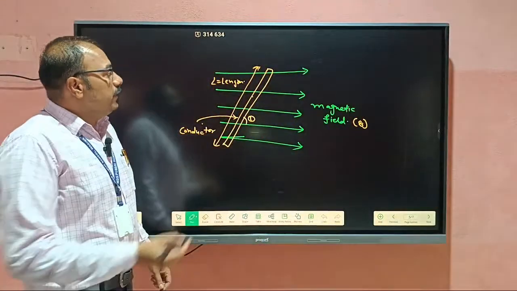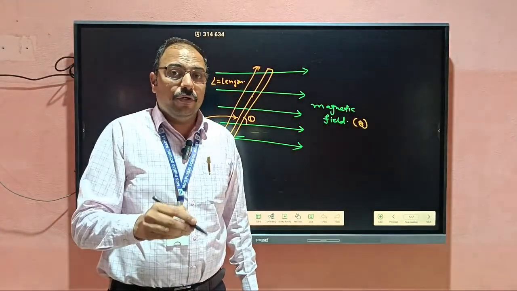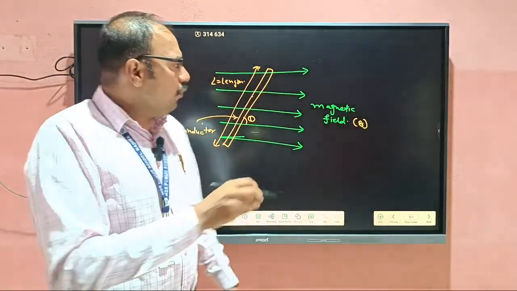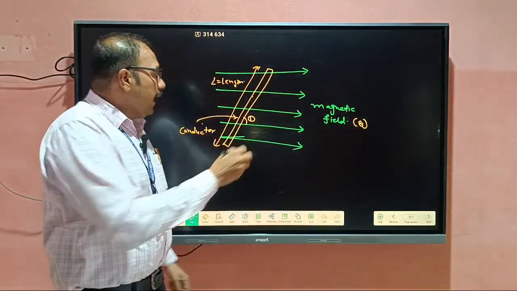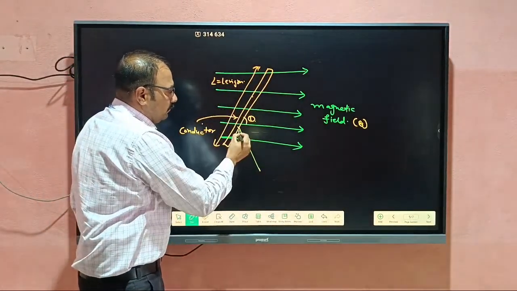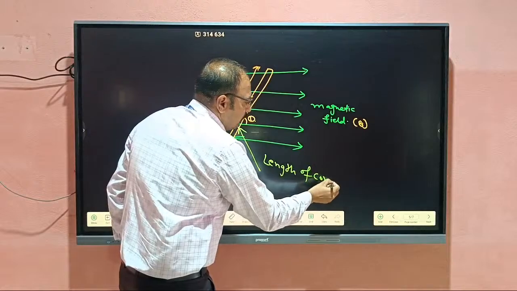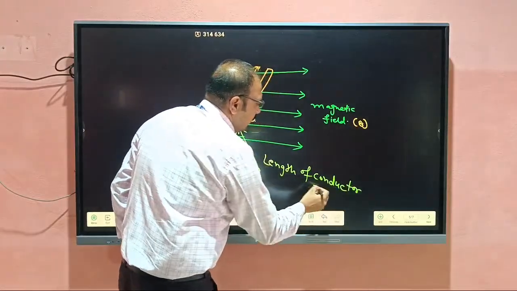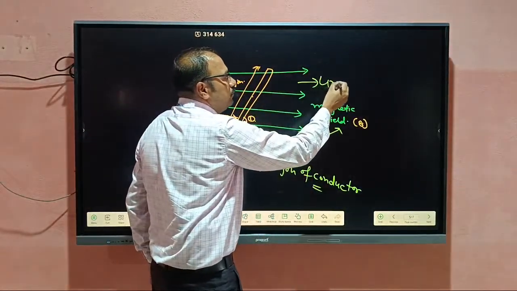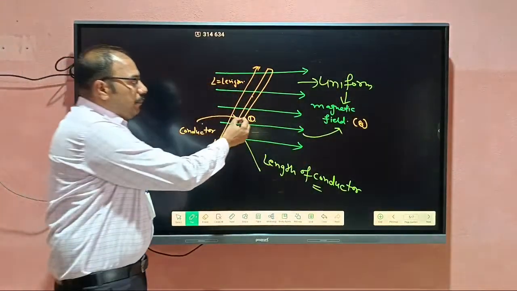Next, this is a conductor placed in the magnetic field. Here we find out how much force the magnetic field applies on a conductor. It depends upon the angle between the magnetic field and the length of the conductor. This is the length of the conductor, and this is the magnetic field. This magnetic field is uniform, and the force depends upon the angle.